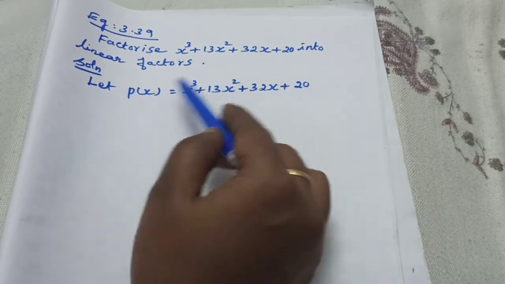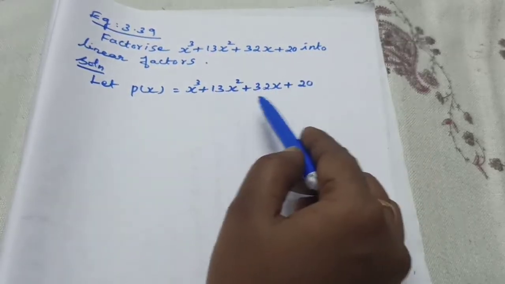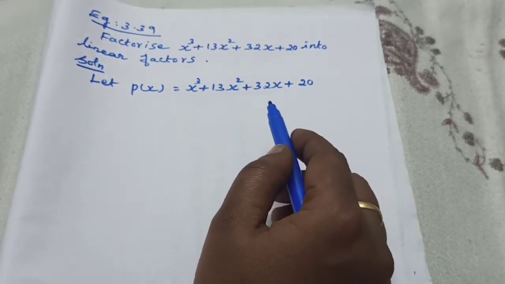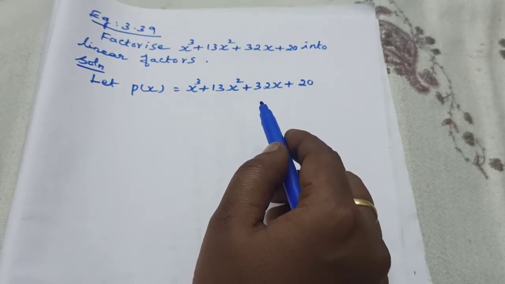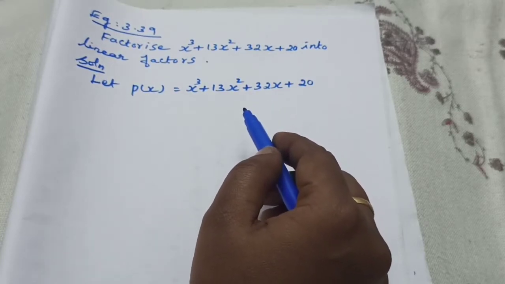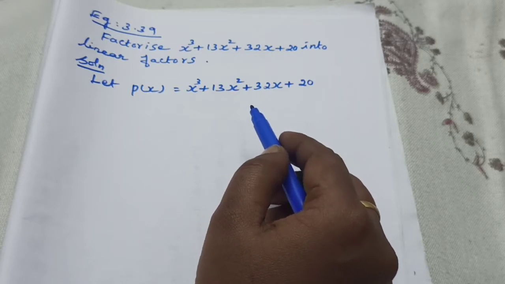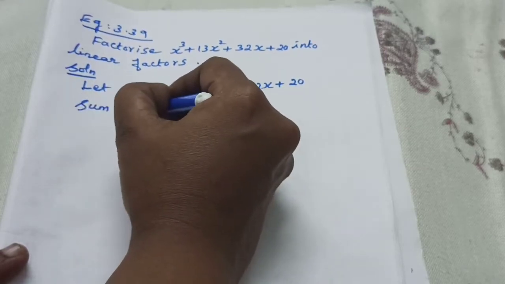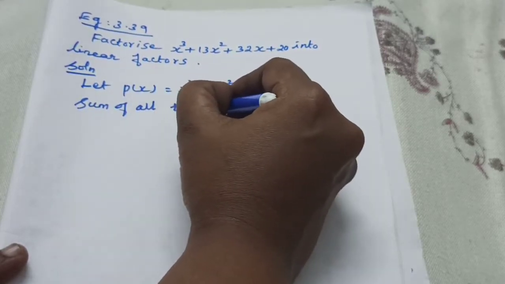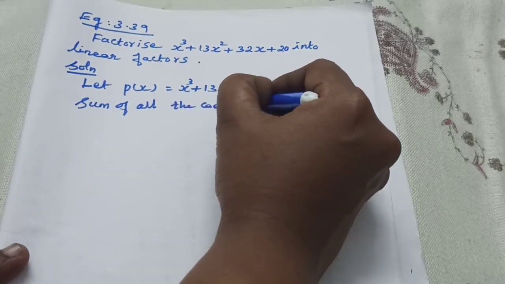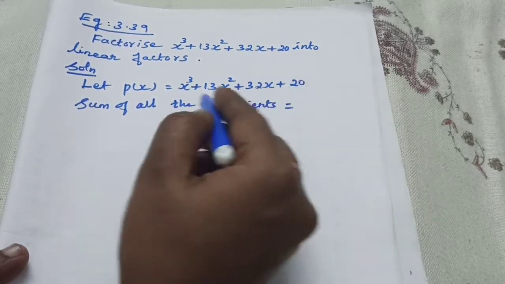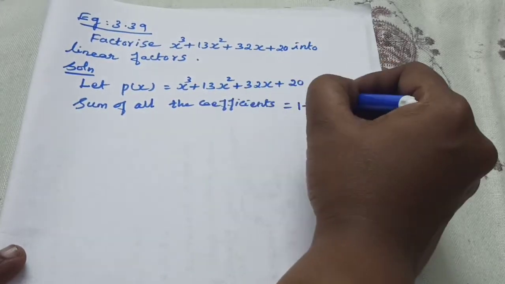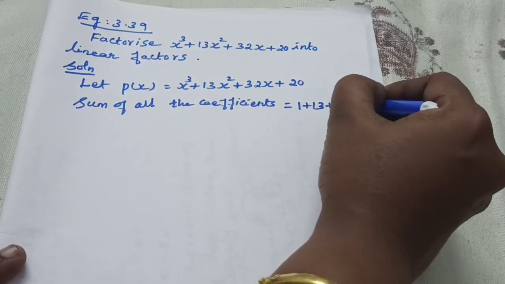Then let p of x be equal to what is given. You should take that one. First we have to check. First factor we can find. How can we find it? Now we learned two conditions, isn't it? We have to check the sum of all the quotients. Sum of all the quotients is equal to, what are the quotients? You say x cube 1, then x square is 13, then x is 32, then plus 20.